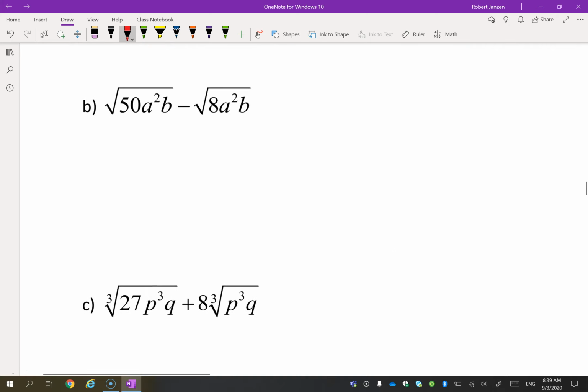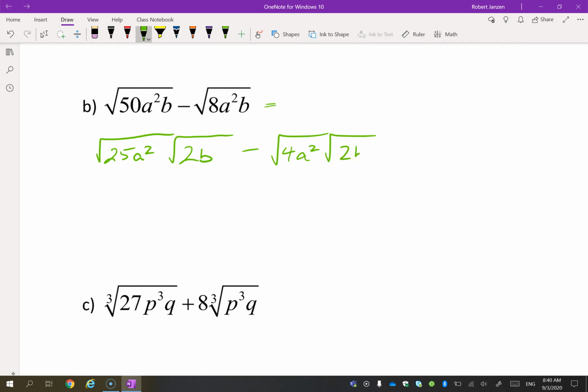Okay, let's try the next one. Let's simplify. So this is going to be 25a squared. And what's left over? 2b. What's a perfect square in the second one? 4a squared. What's left over? 2b. So this is 5a root 2b minus 2a root 2b.